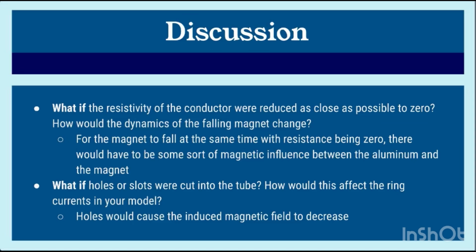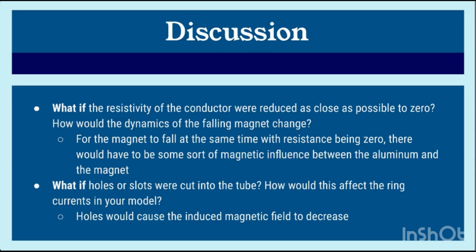And here are the answers to the discussion questions. The first one asks, what if the resistivity of the conductor were reduced as close as possible to zero? How would the dynamics of the falling magnet change? For the magnet to fall at the same time with resistance being zero, there would have to be some sort of magnetic influence between the aluminum and the magnet.